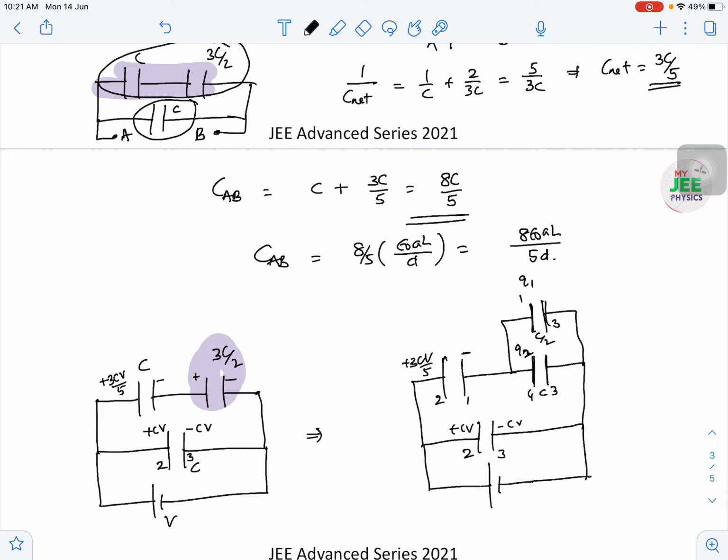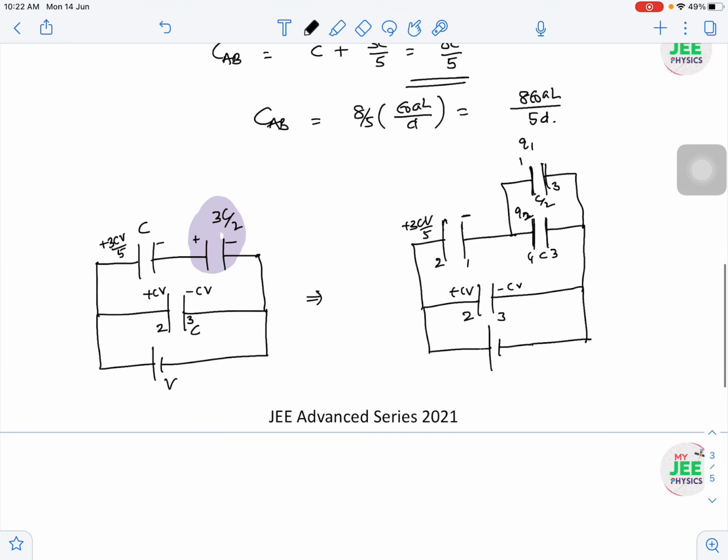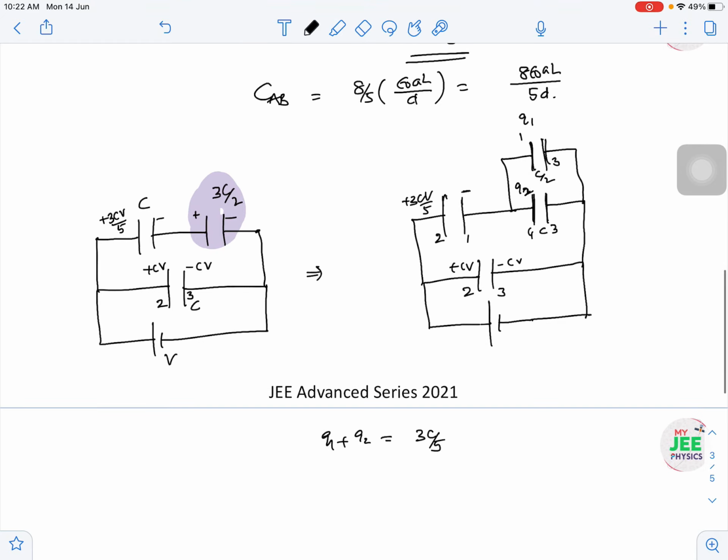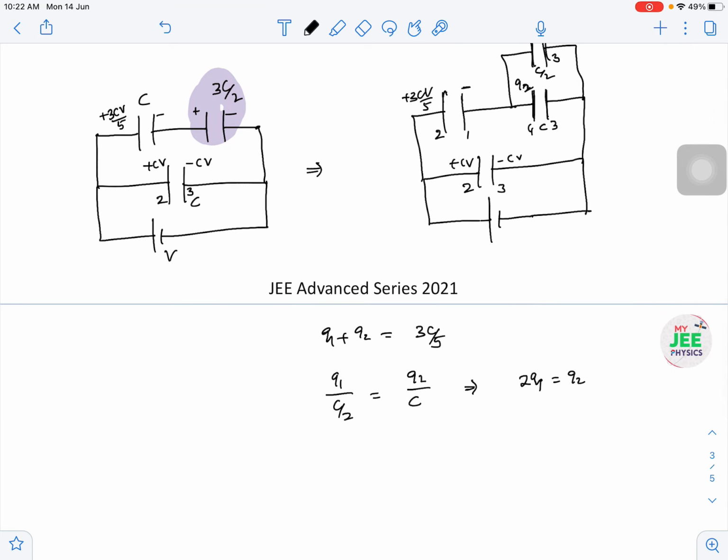So by this calculation you can understand how charges will be distributed on parallel capacitors. So Q1 plus Q2 should be equal to 3CV by 5. And then both are parallel, so the potential difference has to be the same. Q1 by C by 2, and Q2 by C will give the potential difference, so Q1 by C by 2 is equal to Q2 by C. That implies 2Q1 is equal to Q2. So from this we can find the Q1 and Q2 values.